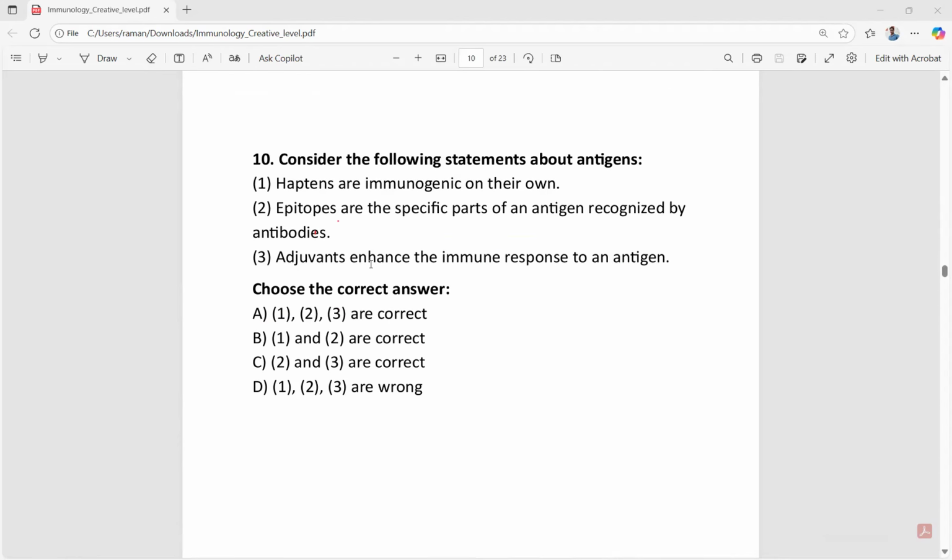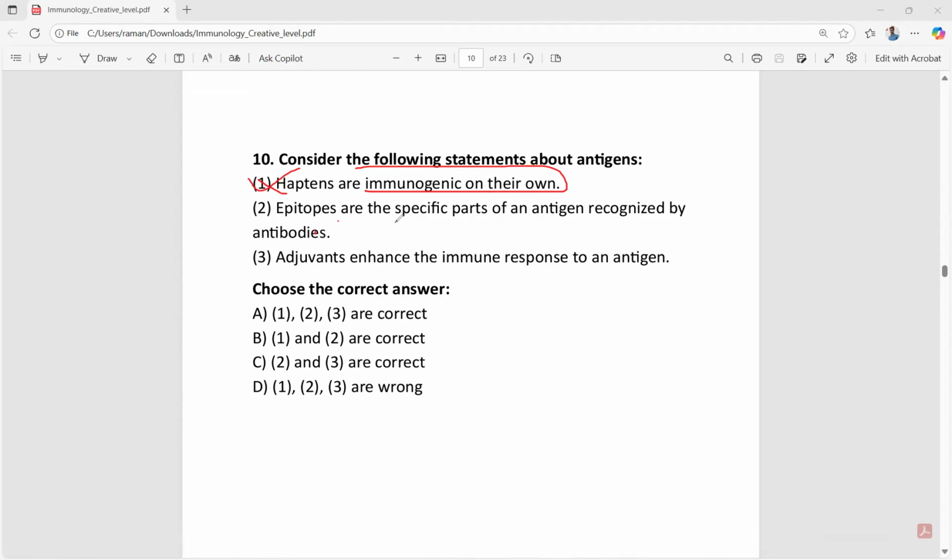Next one. Let's go to question number 10. Consider the following statement about antigen. Haptens are immunogens on their own. Haptens are antigens on their own and they are not immunogens. So this is wrong.